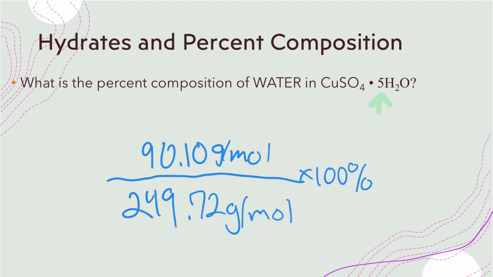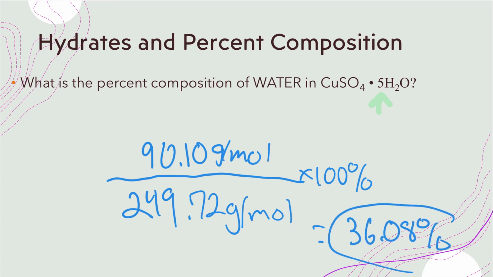Okay, and so we can do that math then. And so 90.10 divided by 249.72 times 100. And so water contributes 36.08% of this hydrate. Now that's a pretty good percentage of the mass.